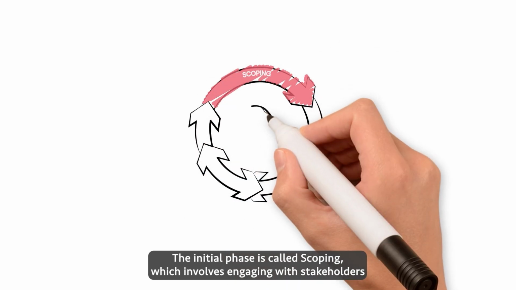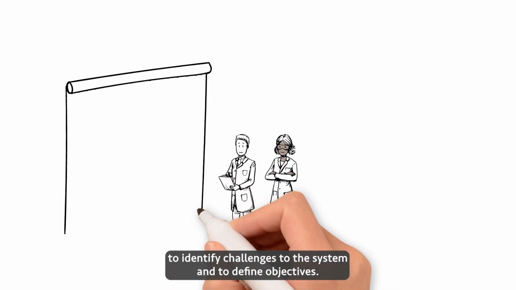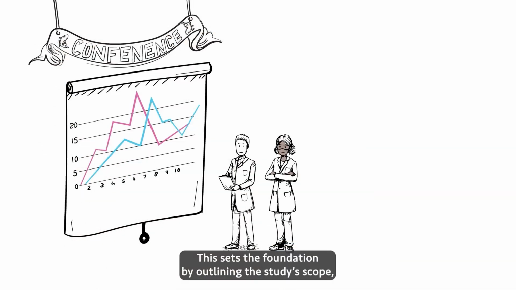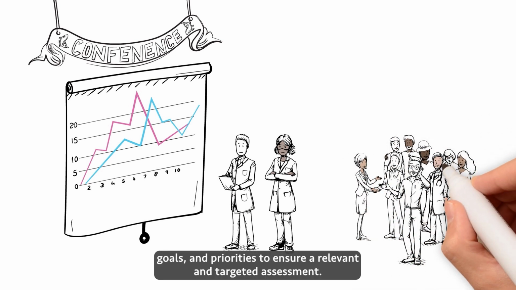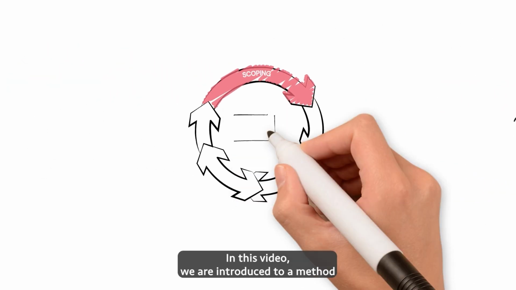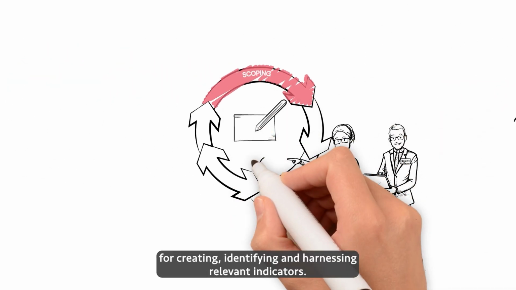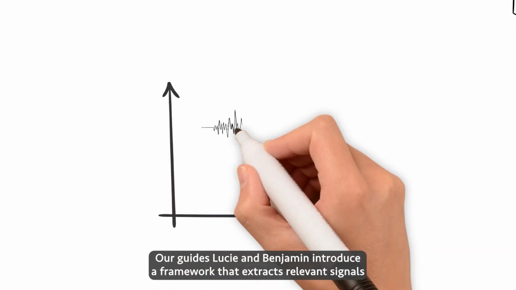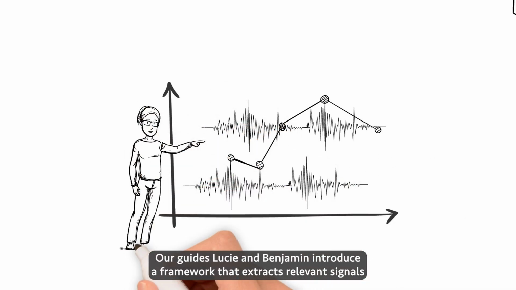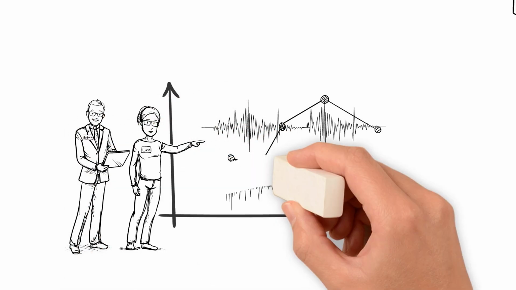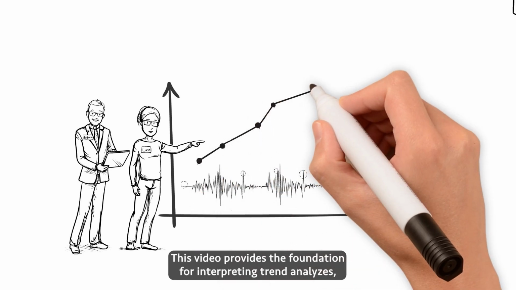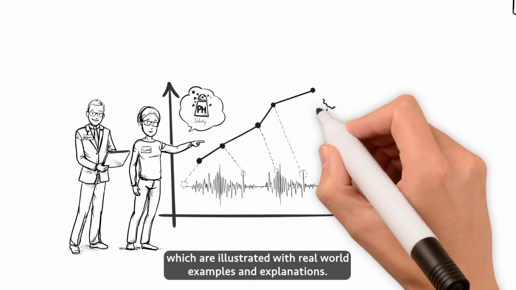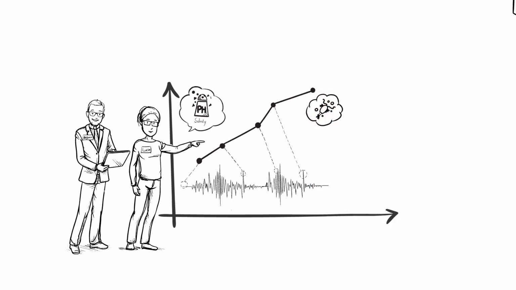ecosystem services. The initial phase is called scoping, which involves engaging with stakeholders to identify challenges to the system and to define objectives. This sets the foundation by outlining the study's scope, goals, and priorities to ensure relevance and targeted assessment. In this video, we are introduced to a method for creating, identifying, and harnessing relevant indicators. Our guides, Lucie and Benjamin, introduce a framework that extracts relevant signals from noisy time series. By breaking down the component processes of time series, this video provides a foundation for interpreting trend analyses, which are illustrated with real-world examples and explanations.